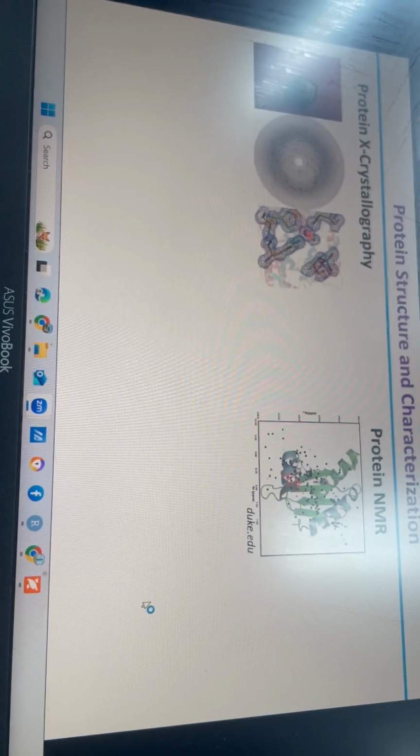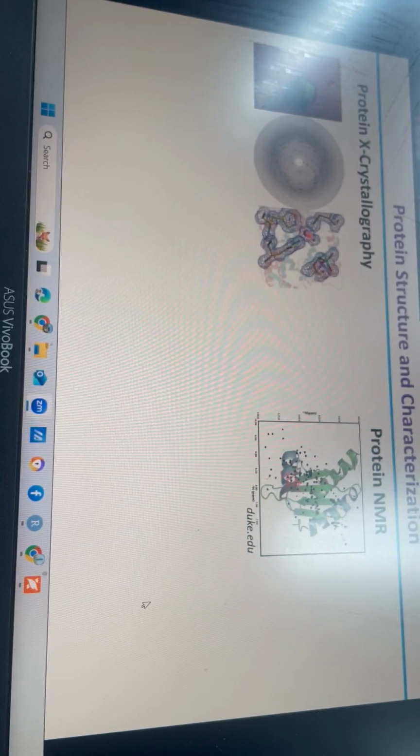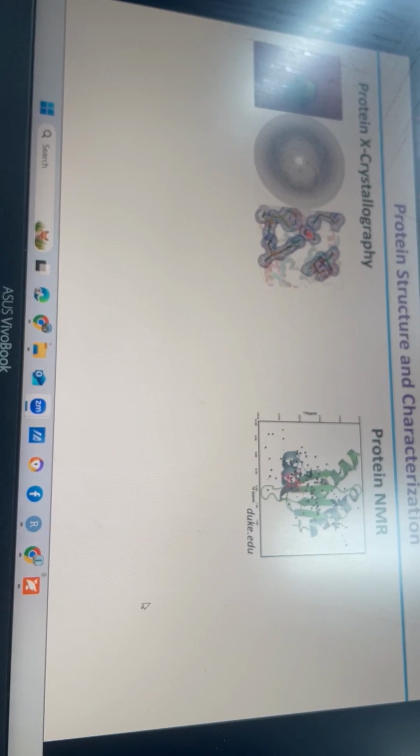And then we have NMR. So what NMR does is you put your protein into the magnet, and we apply a magnetic field, and all the nitrogen-15, carbon-13 and hydrogen have different chemical shifts, and we collect all of them. Each amino acid has its specific chemical shift.